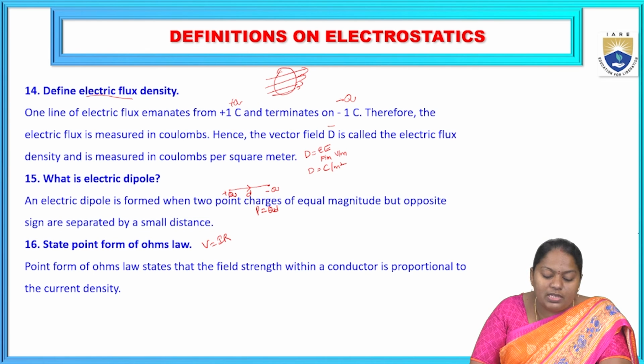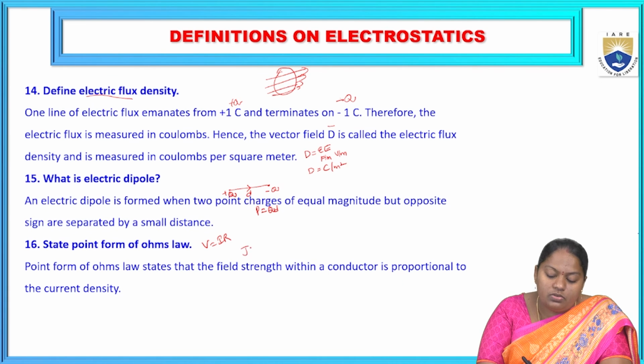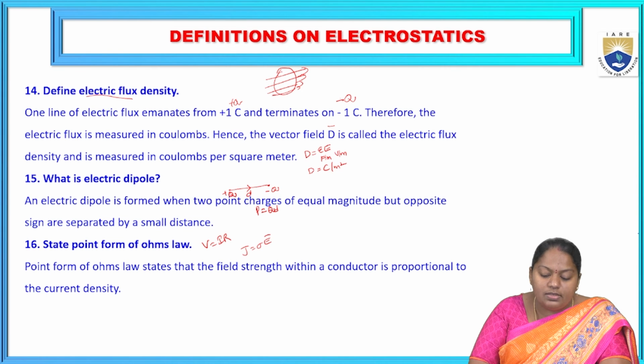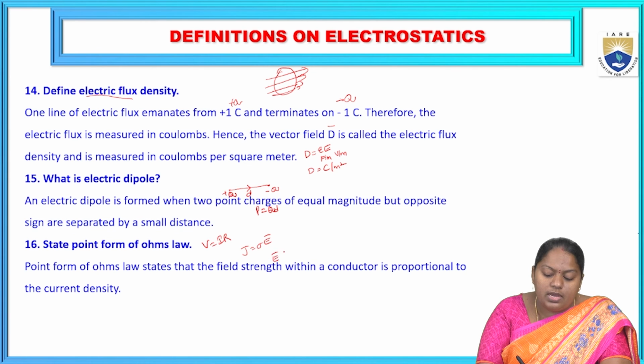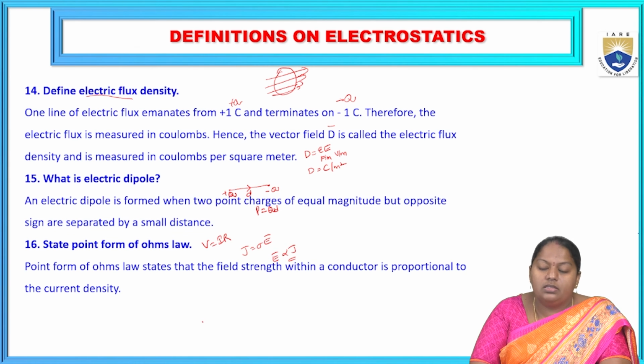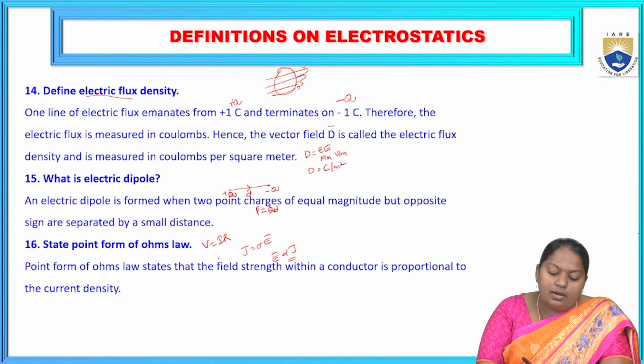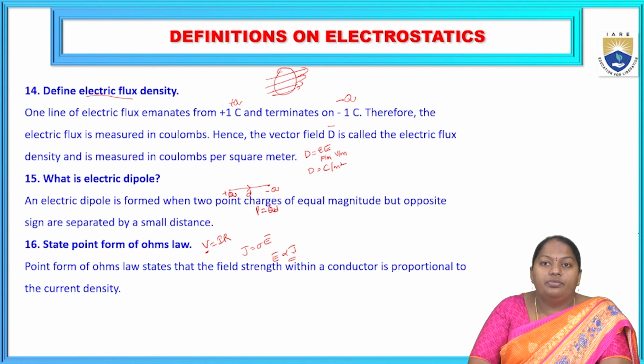The point form of Ohm's law states that the field strength within a conductor is proportional to the current density. That is given by J is equal to sigma into E bar. The field strength within a conductor is directly proportional to the current density, so E is directly proportional to J. So E is analogous to V in the circuit theory, where I is analogous to J in the field theory.